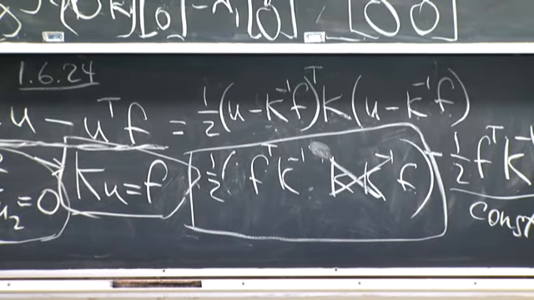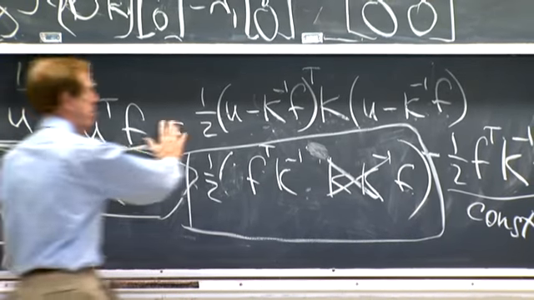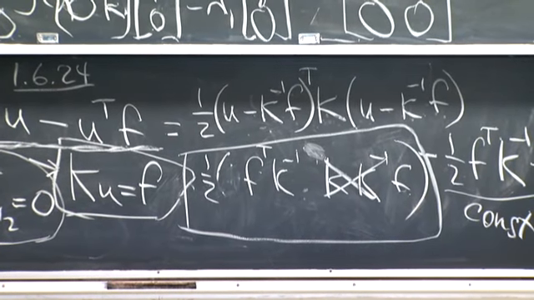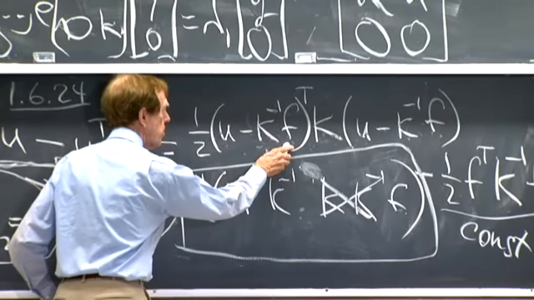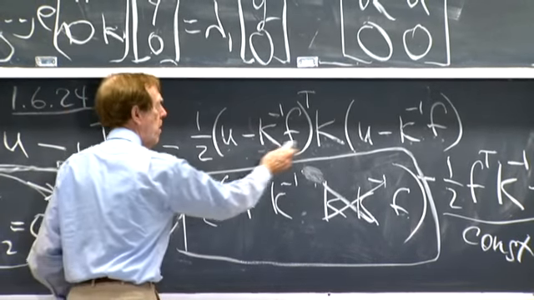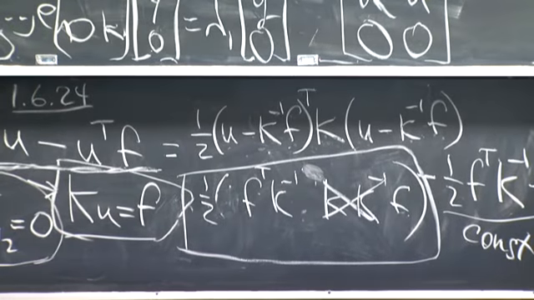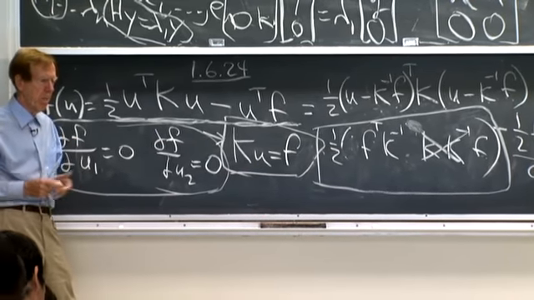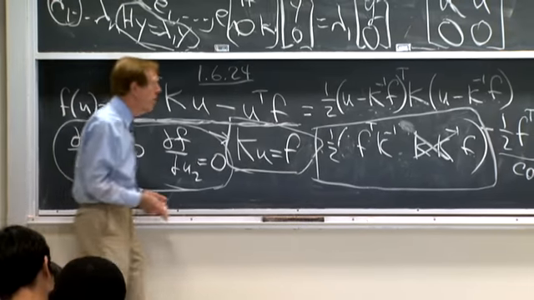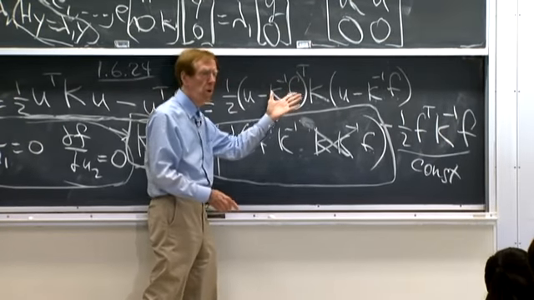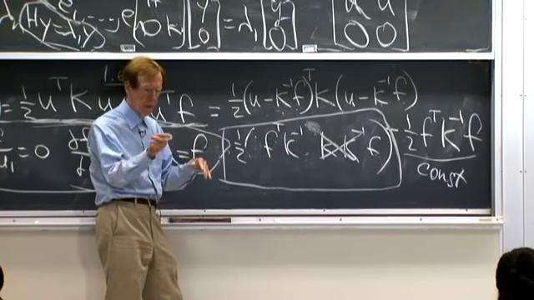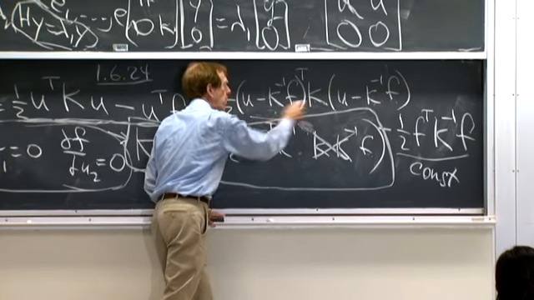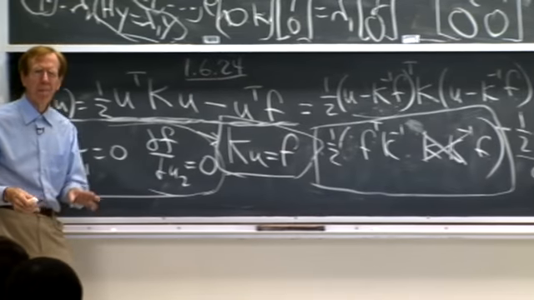Are you with me? What u will make this big mess as small as I can get it, and how small can I get it? If I take u to be k inverse f, then this is 0, this is 0, I get 0. And that's my claim, that u equal k inverse f is the best possible, is the minimizer. And how do I know that I can't make this more negative than the 0? I can get it down to 0 by making that to be the 0 vector. But how do I know I can't make it below 0?